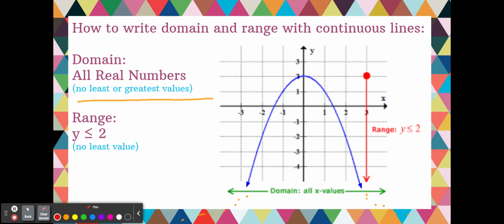And then our range, well, we don't have a smallest because again, it's going down. So it's going to go to negative infinity. Let's look if we have a highest point. Well, this is the highest point of the line. So we have all of the y values that are less than or equal to 2 because that's the highest number. We just don't have a lowest number.